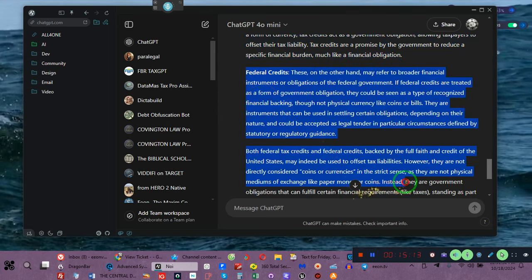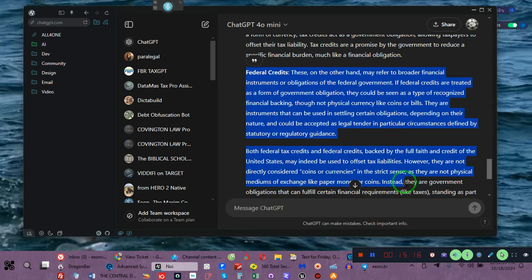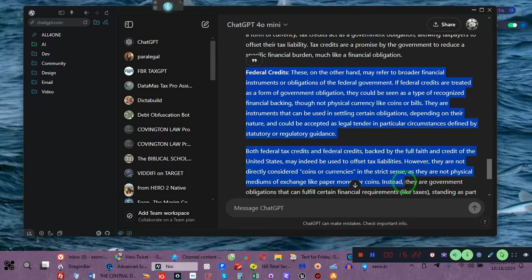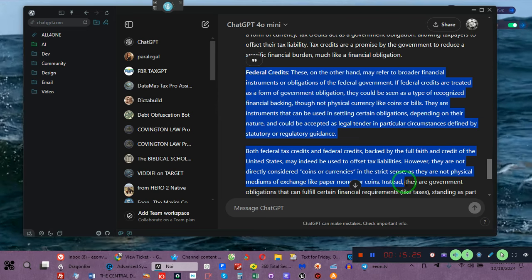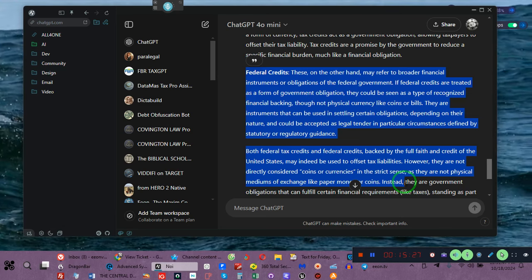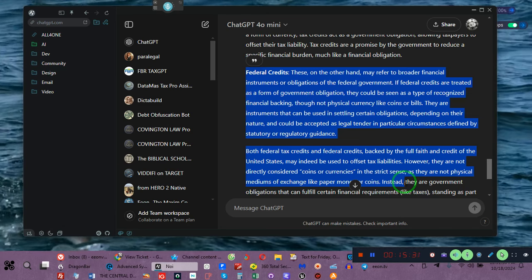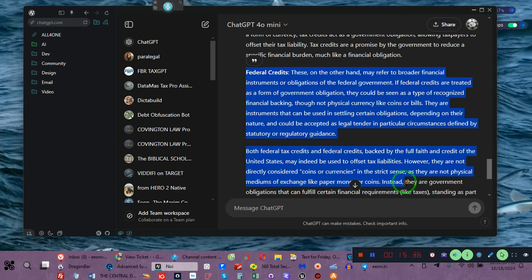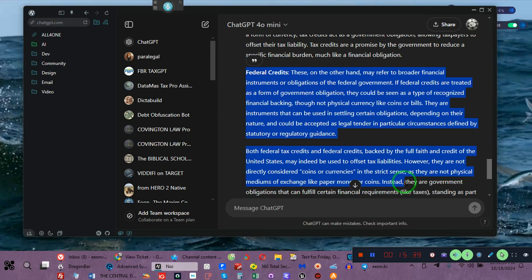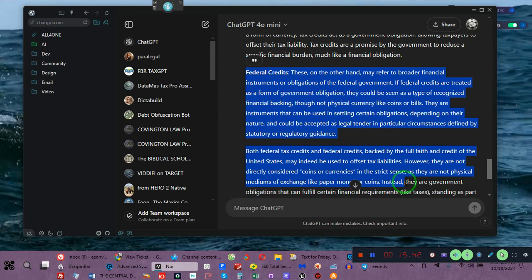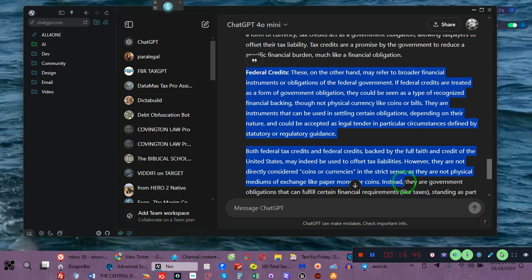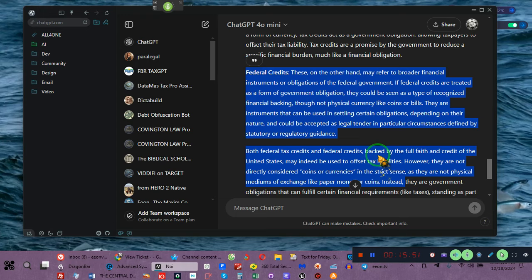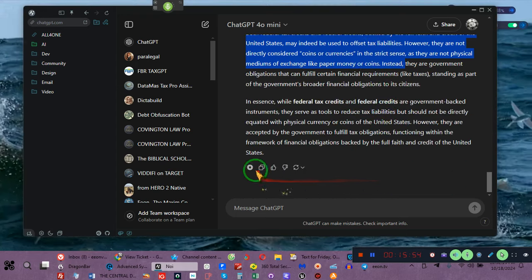Tax credits are a promise by the government to reduce a specific financial burden, much like a financial obligation. Federal credits. These, on the other hand, may refer to broader financial instruments or obligations of the federal government. If federal credits are treated as a form of government obligation, they could be seen as a type of recognized financial backing, though not physical currency like coins or bills. They are instruments that can be used in settling certain obligations, depending on their nature, and could be accepted as legal tender in particular circumstances defined by statutory or regulatory guidance. Both federal tax credits and federal credits, backed by the full faith and credit of the United States, may be used to offset tax liabilities. However, they are not directly considered coins or currency.